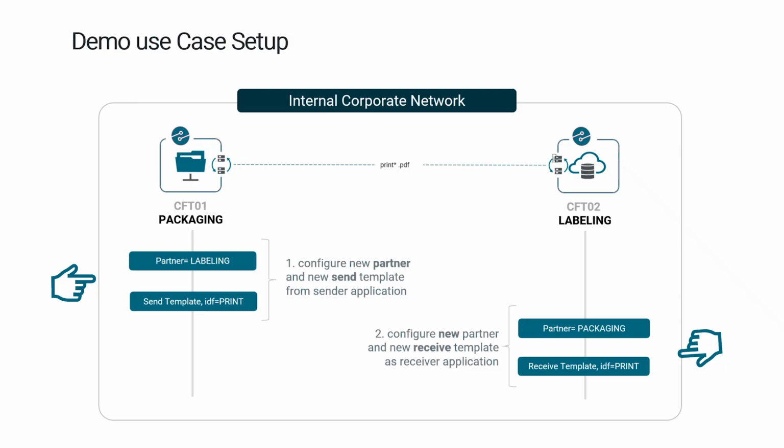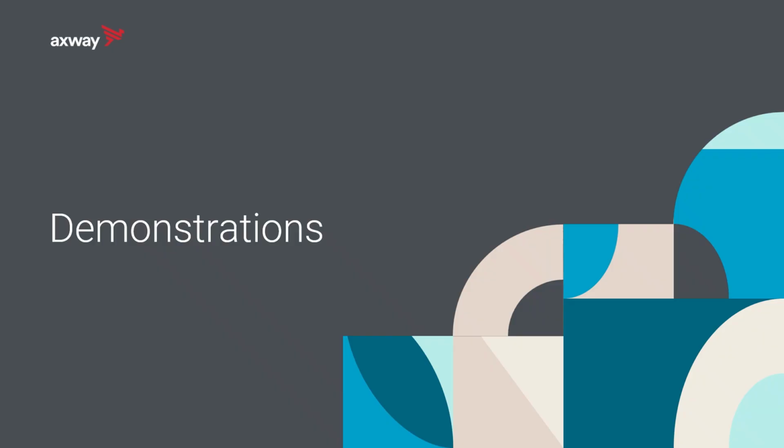This setup ensures that files are transferred securely and reliably within the corporate network. The use of templates standardizes the data exchange, while the partner profile ensures that each system knows exactly how to communicate with others, reducing errors and improving efficiency.